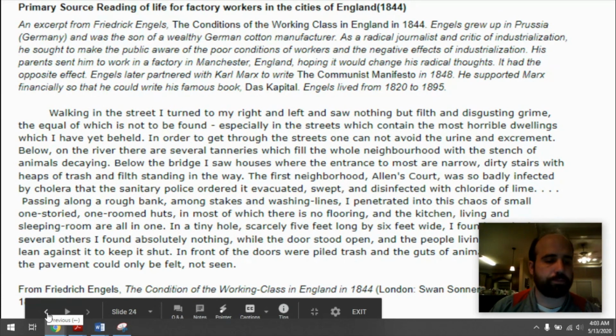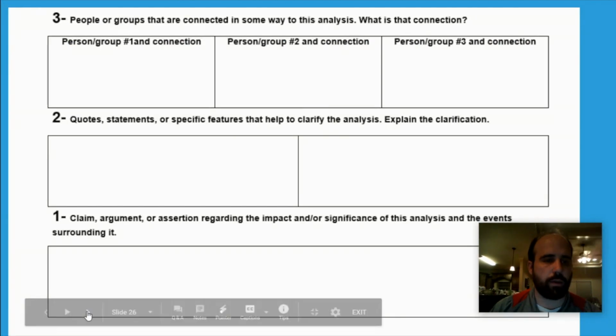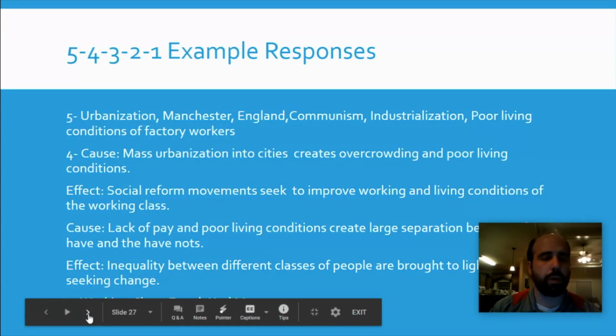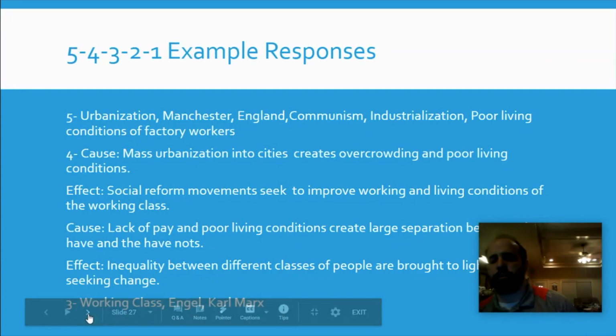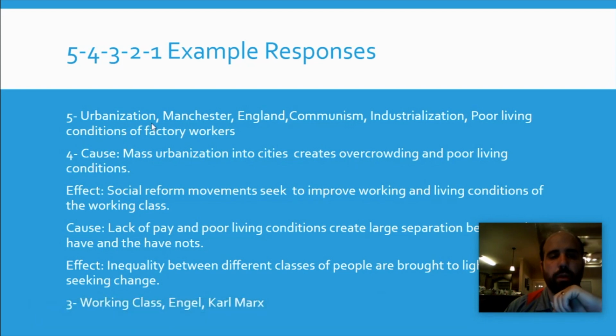And so if we move forward here, and I do have to do some forward and back movement just to show you, here's kind of the example of my answers. And I've provided, if you notice, 5 different terms or a phrase and a place. We're going to look at that. So let's start with actually this one. I'm going to come back to urbanization in just a second.